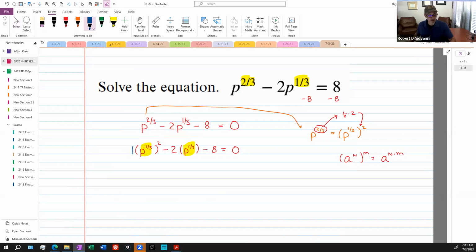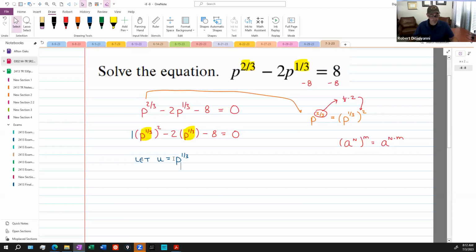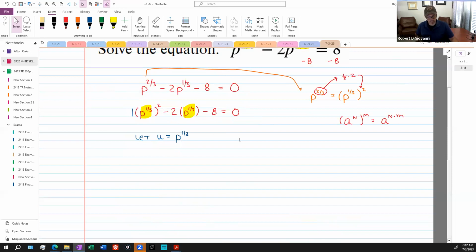Okay, so I'm going to now make a substitution. I'm going to let u be the p to the 1/3, but that's what matches. And now I rewrite the problem, replacing p to the 1/3 with u. So this becomes u squared, that's the first piece. I don't need the 1 in front. Minus 2 times u, then minus 8 equals 0.